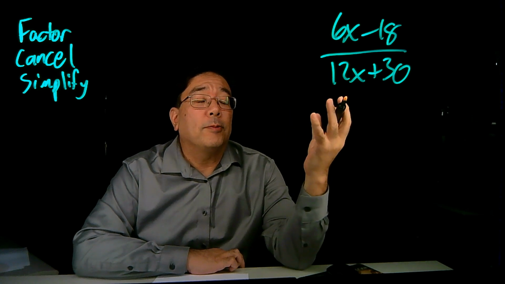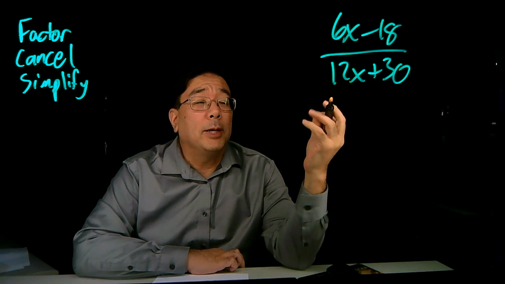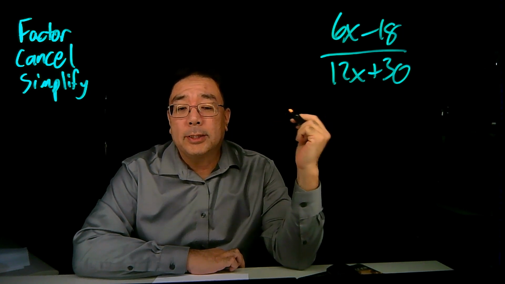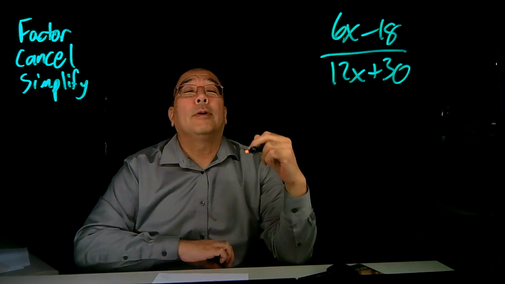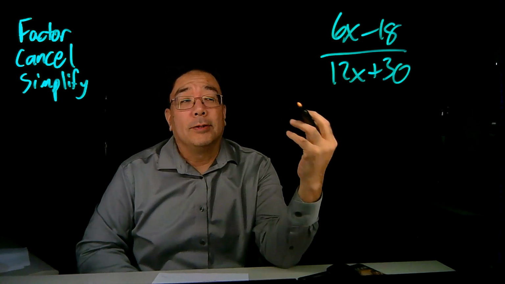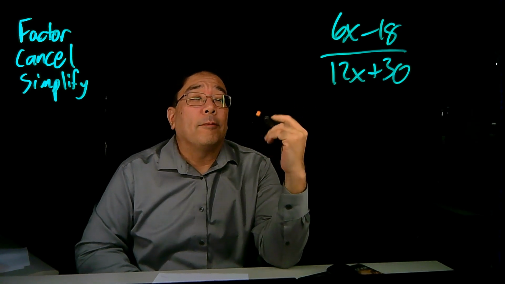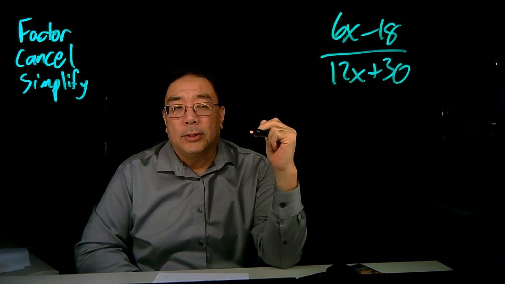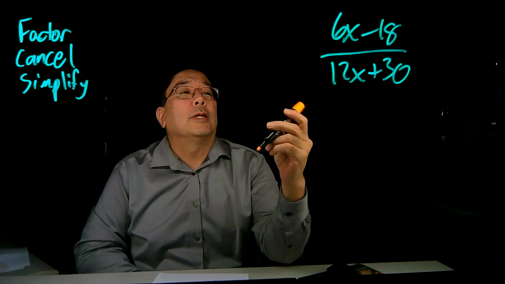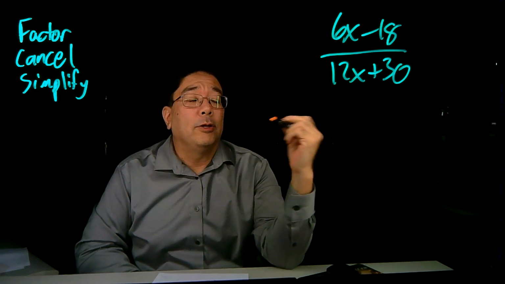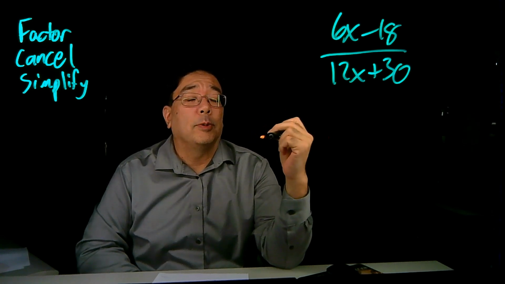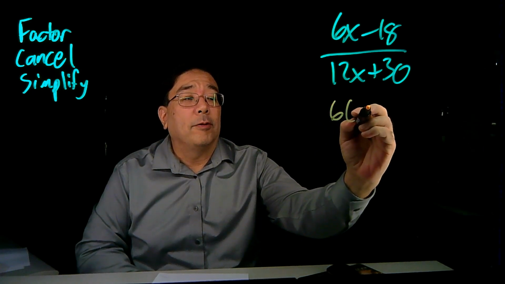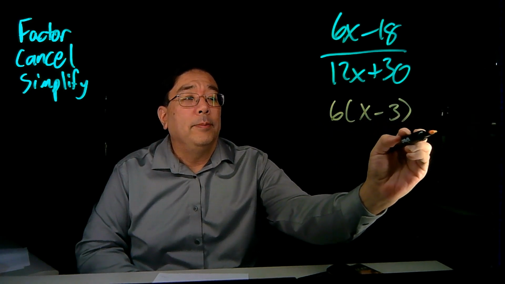So for this first example, we have 6x minus 18 over 12x plus 30. The first thing is, can you factor? Now remember, you have to know your factoring, obviously, to do this step. And for that, always remember, can you factor out a greatest common factor? Looking at the 6x minus 18, you notice our coefficients are all divisible by 6. So we could factor out that 6, and we'd have left over x minus 3.